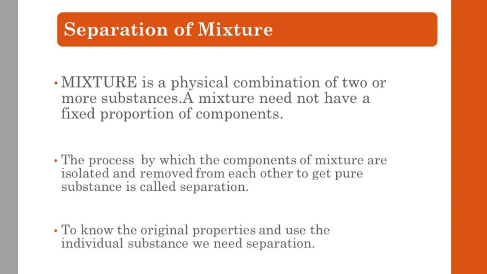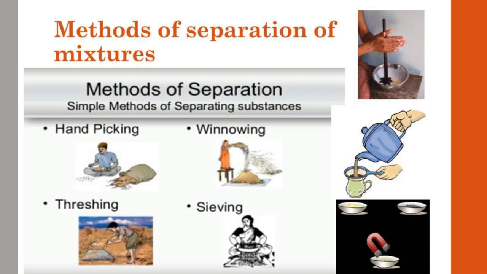The process by which the components of a mixture are isolated and removed from each other to get pure substances is called separation. To know the original properties and use the individual substances, we need separation. Now we are going to see some simple methods of separating substances. They are handpicking, threshing, winnowing, sieving, churning, filtering, and magnetic separation.